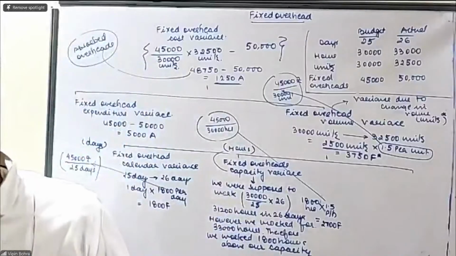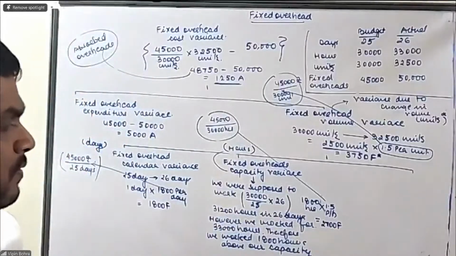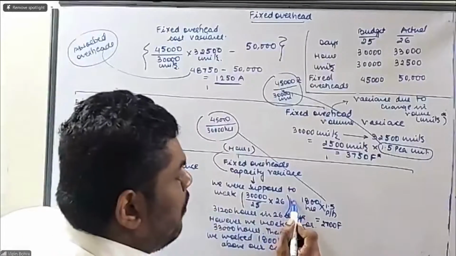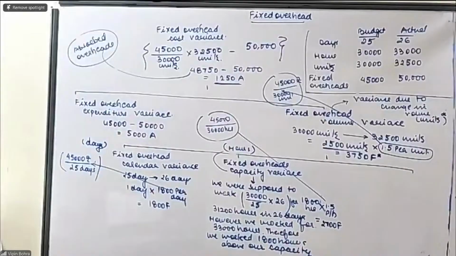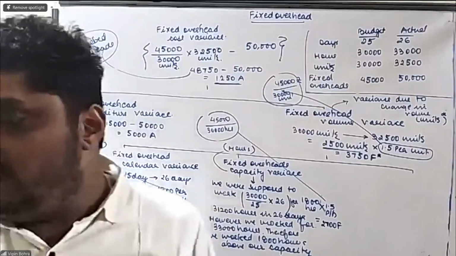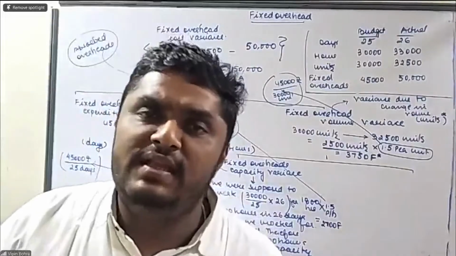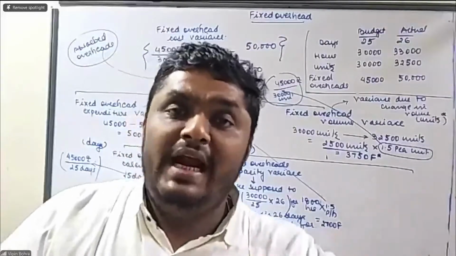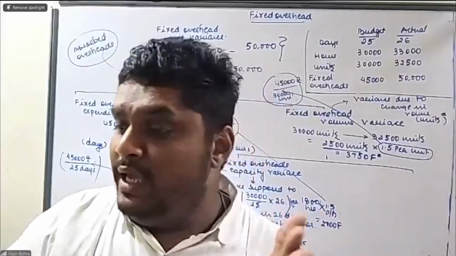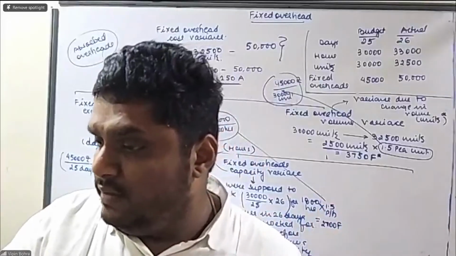Anyone having any doubts? I've written the explanation also. Anyone having any doubts or queries? This variance is the key. Most of the students make mistakes in this variance, whether it will be adverse or favorable. So herein we have worked above our capacity.